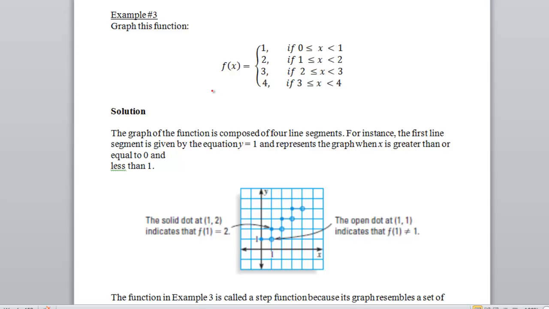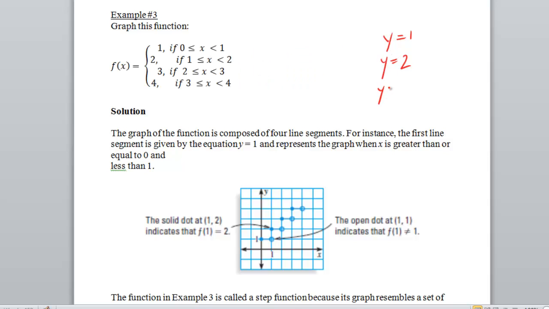Kind of an odd statement there, but if you think about it, this is actually just saying y equals 1. And if you recall, y equals 1 is just a horizontal line at 1. And so then we have f of x equals 2, we have f of x equals 3, and we have f of x equals 4. Now, basically what it's saying is that we're going to actually graph 4 horizontal lines at those particular values.